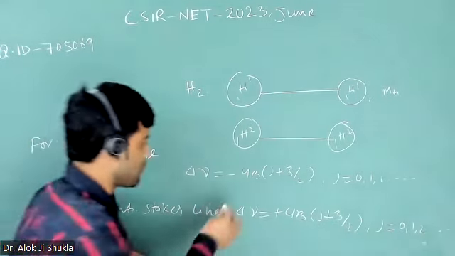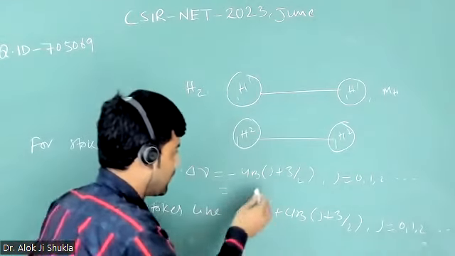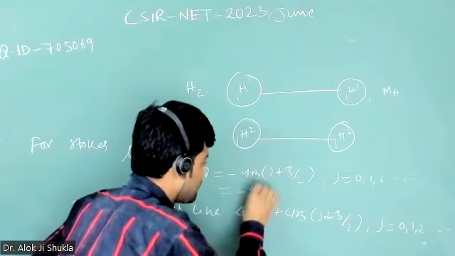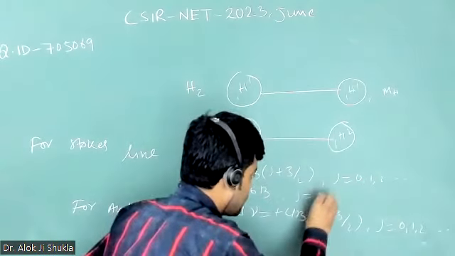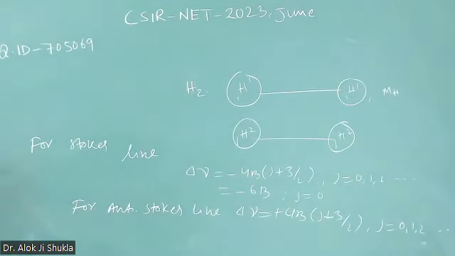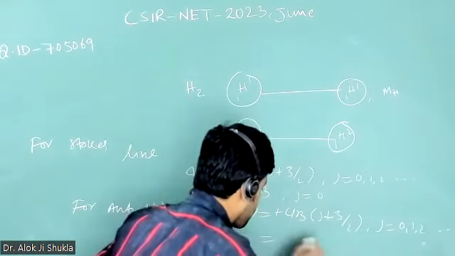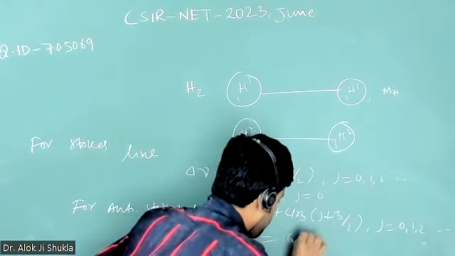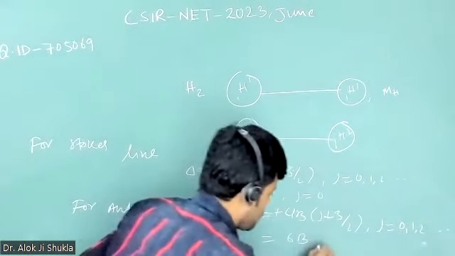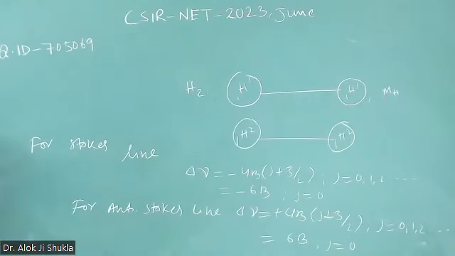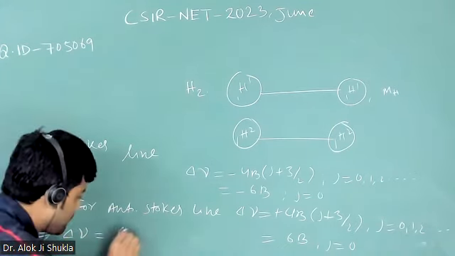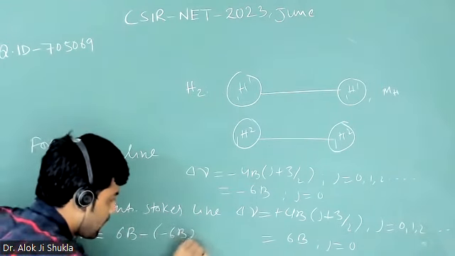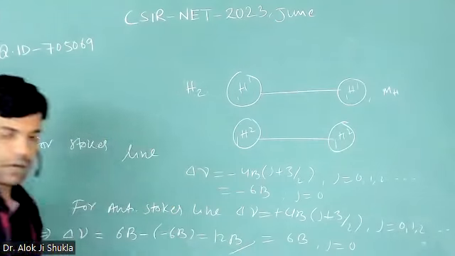So if you substitute J equals 0 for the first Stokes line, you will get minus 6B, because 4B into 3 by 2 is 6B. When J equals 0, that gives you the first Stokes line. And similarly, J equals 0 for the anti-Stokes expression gives you the first anti-Stokes line, and that will give you plus 6B. Obviously, the frequency shift between the first Stokes line and the anti-Stokes line will be 6B minus minus 6B, so that will be 12B. That is well known here.